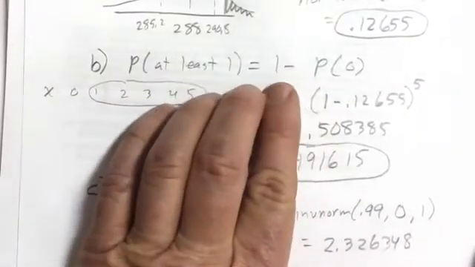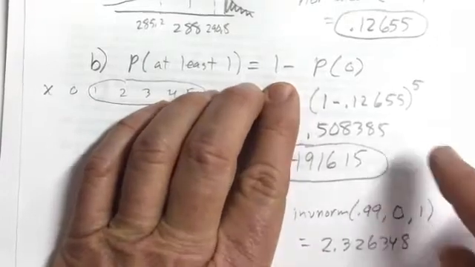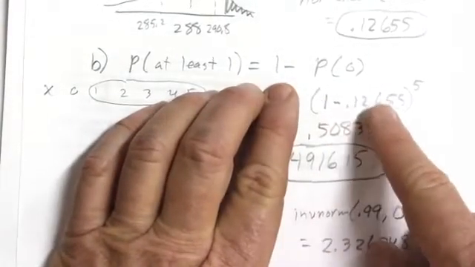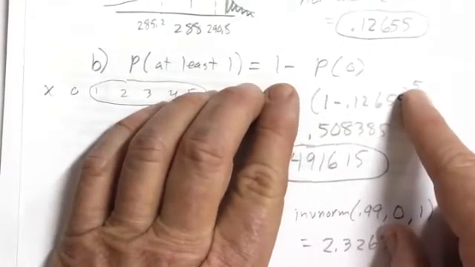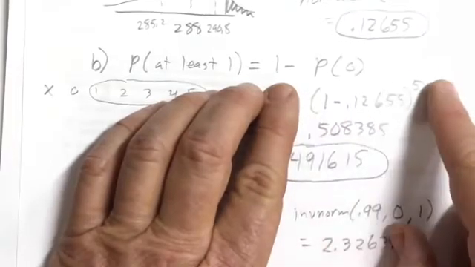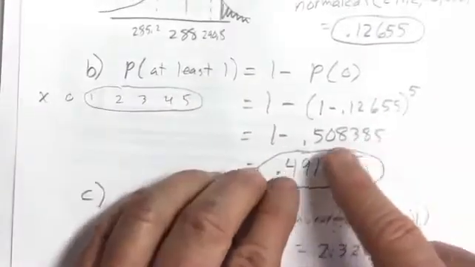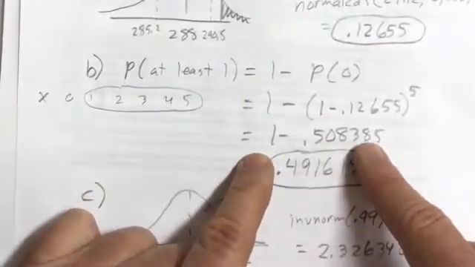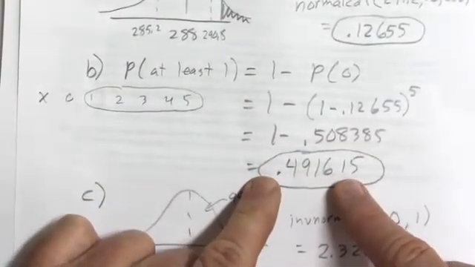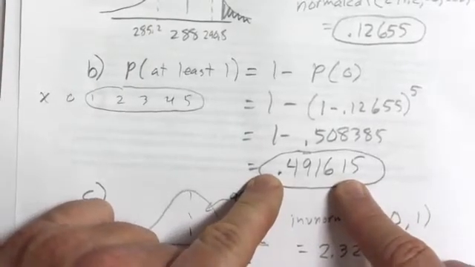So the probability that it's going to happen 0 times is just going to be 1 minus that to the 5th power. Okay, 1 minus that to the 5th power, because that's the probability of success. Probability of failure is 1 minus that. So it's going to be 1 minus 0.508 roughly, which is that. And so that is in essence your answer.